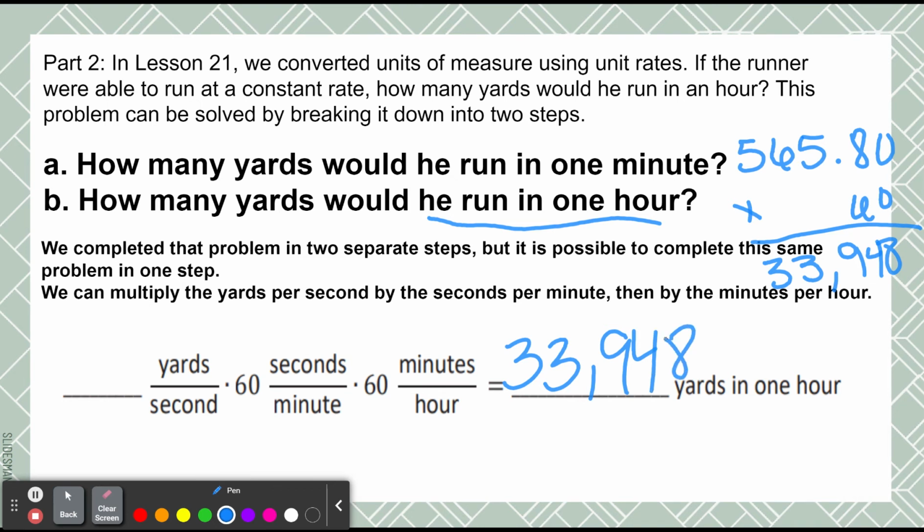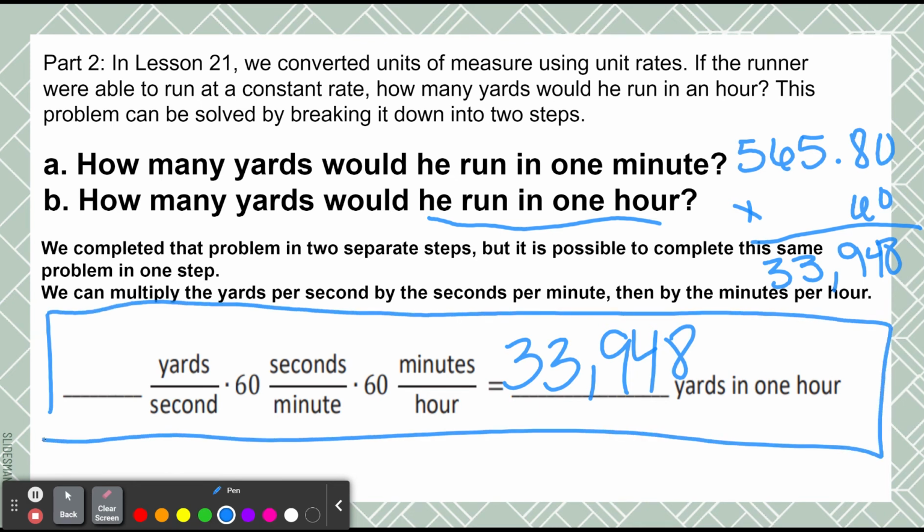33,948 yards in 1 hour. So really, we did that in 2 separate problems, but this frame here shows us how we can do it in 1 step. So we took our initial yards per second, which was 9.43. We then multiplied that times 60. Got that answer, then multiply that times 60, got that answer to come up with our 33,948 yards in 1 hour.